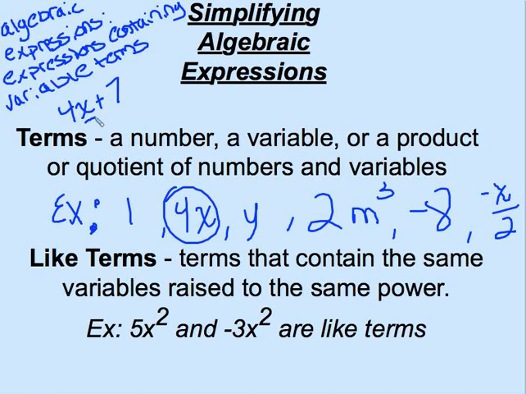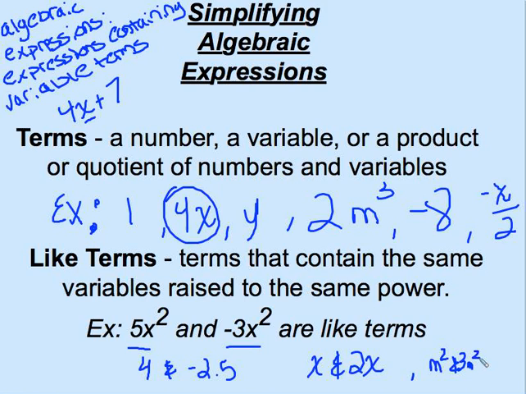Now, in expressions, sometimes we have like terms. Terms that contain the same variables that are raised to the same power are considered like terms. So 5x squared and -3x squared are considered like terms. Those are terms that can be combined. If we try to think of other like terms, 4 and -2.5 are like terms because they're both number terms. They don't contain variables. x and 2x are like terms because they both contain x. And let's say m to the second and 3m to the second are like terms.